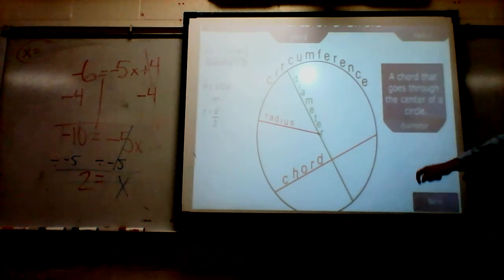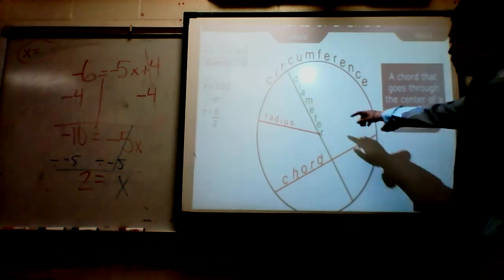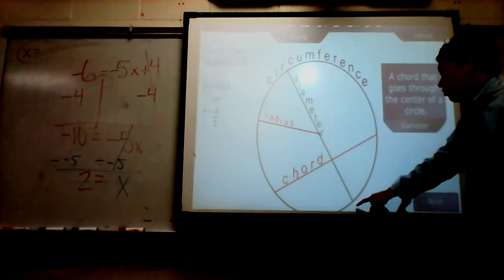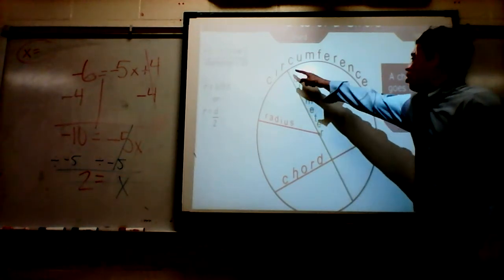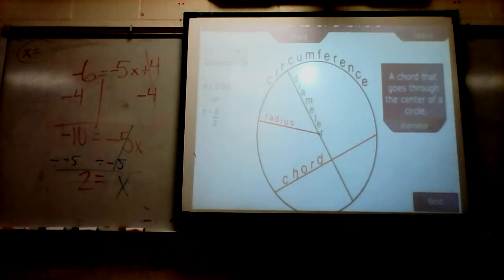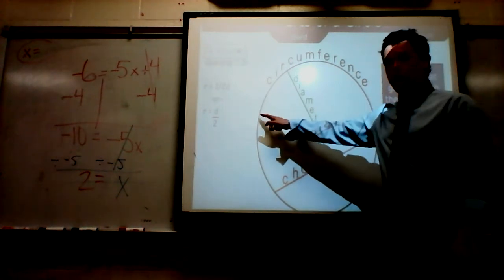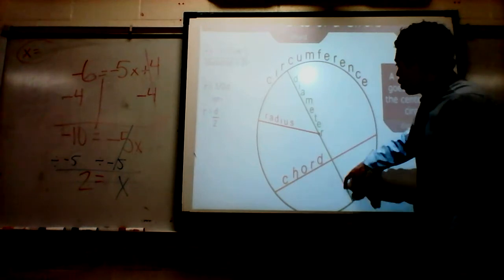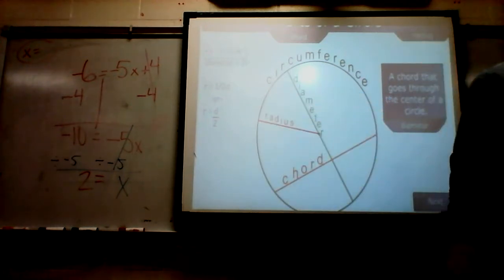The next piece of the circle is the diameter. A diameter passes through the center of the circle and touches 2 points. It goes all the way through a circle. The major difference between a radius and a diameter is a radius starts in the center and just touches 1 point. It's like a spoke on a bicycle wheel. A diameter goes all the way across.